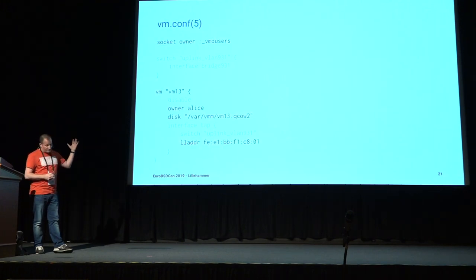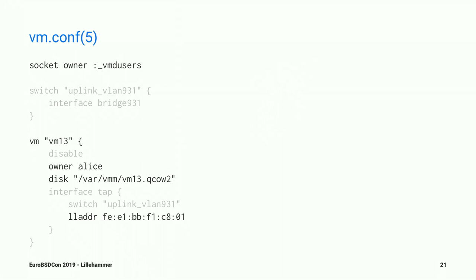So the vm.conf, if you're familiar with it, I assign a switch, a bridge. I always assign an owner to a VM, so you can connect to the console yourself. You can stop it, you can start it. You get a disk, and I also assign a static MAC address that the Perl script creates. Because with that, I then assign the v4 address, let's say, statically.